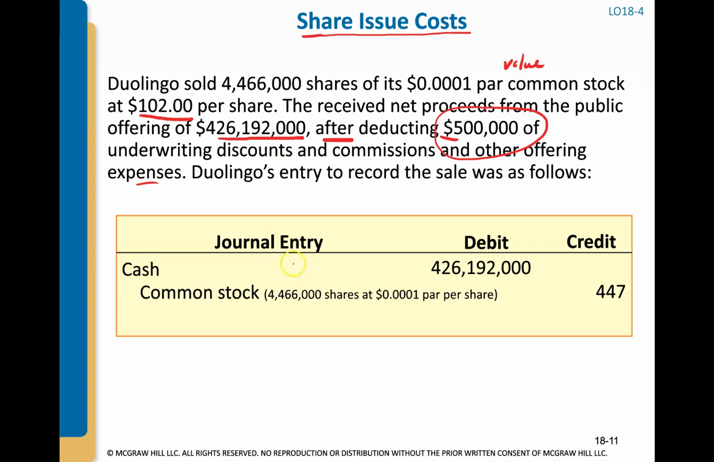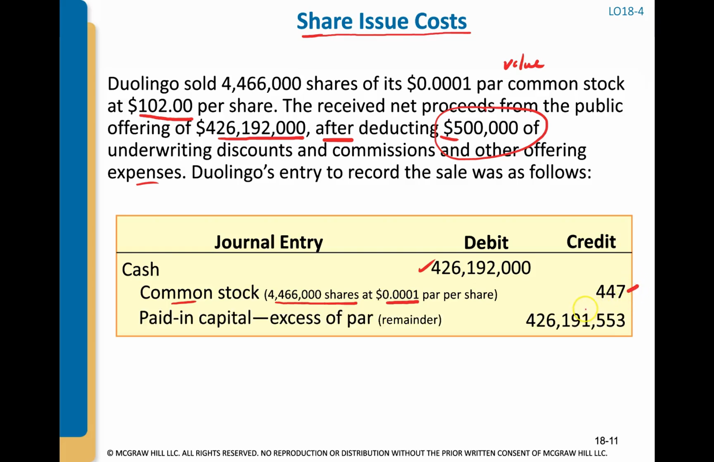So we know we received this $426 million in cash. Our common stock, we're going to credit common stock for the number of shares that we sold multiplied by its par value, and that equals $447. And then the remaining amount, it's a plug, goes to paid-in capital in excess of par. It's just the remaining amount. We do not book any sort of expenses. We just reduce our equity section for those costs when it is share issue costs.